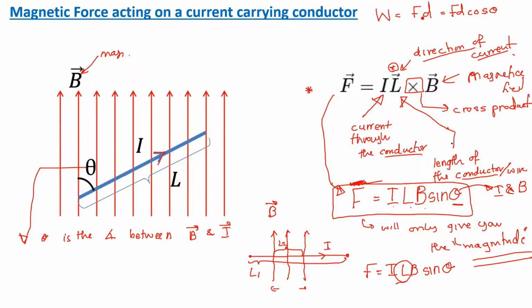Why? This L is the length of the conductor wire inside the B field. This force is created by the B field, right? So if your wire is not in the B field, we don't care about these parts. We only care about the part inside the B field. So here, you have to substitute L2. Is it clear?